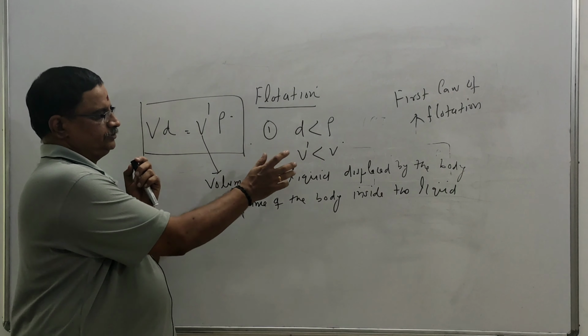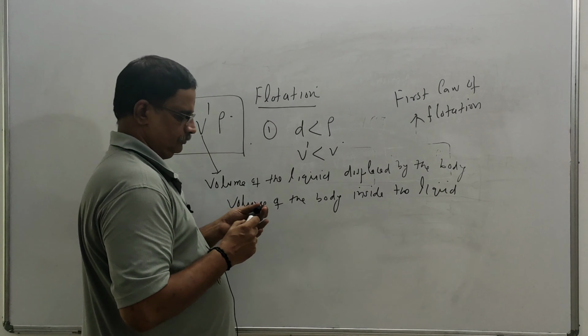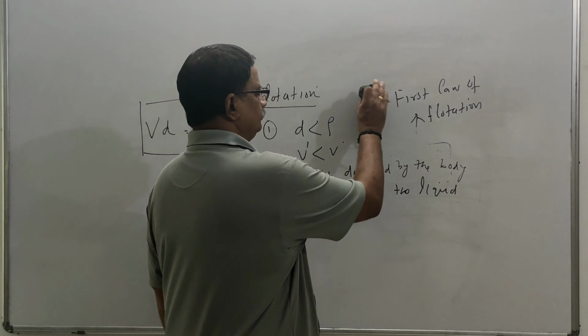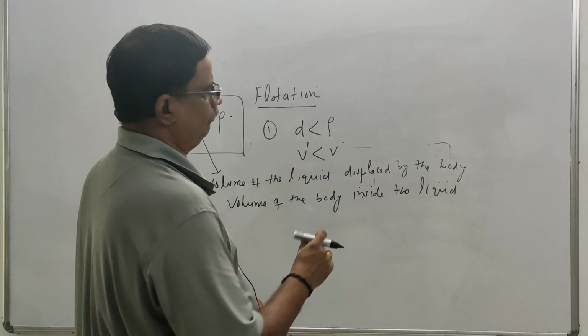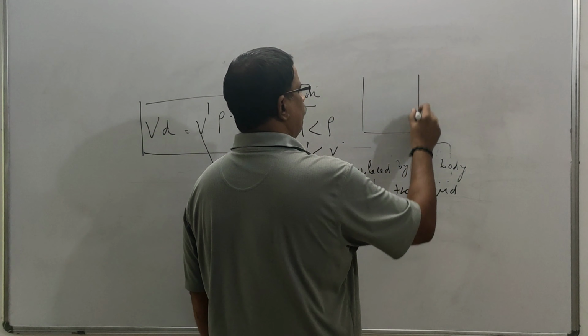So this is your first case, and when this happens, the volume of the body inside the liquid is less than the volume of the body. So the body will float like this.